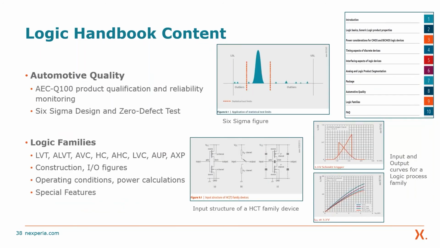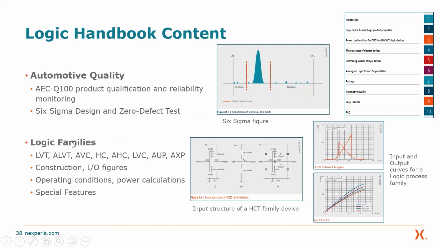Then there's also a brief chapter about our automotive quality. There we address what is AEC Q100 qualification and what we are doing to assure qualification and to assure reliability, what monitoring is done, and then some other automotive quality aspects like Six Sigma design and zero defect tests are explained and also covered in this chapter.